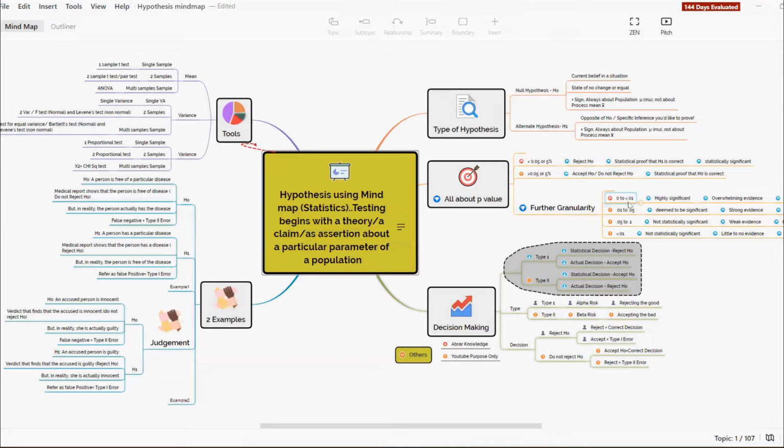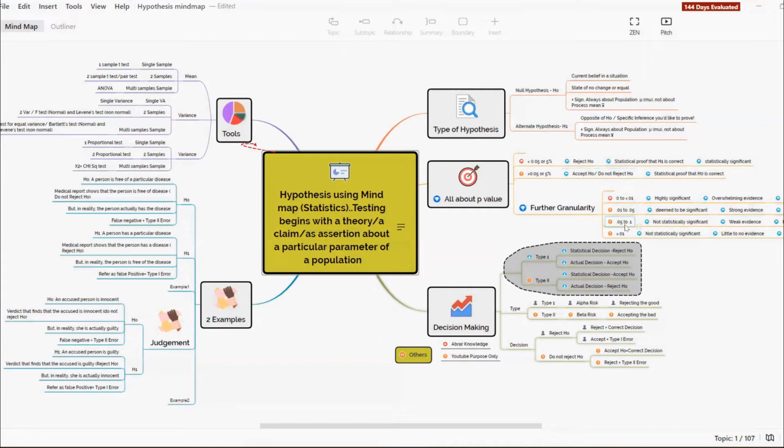0 to 0.01, that is 1%, that means highly significant. In other words, overwhelming evidence that H1 is true, right? Between 0.01 to 0.05, that is deemed to be significant, meaning strong evidence that H1 is true. And anything greater than 5% comes into the canopy of accept the null hypothesis or do not reject the null hypothesis, right?